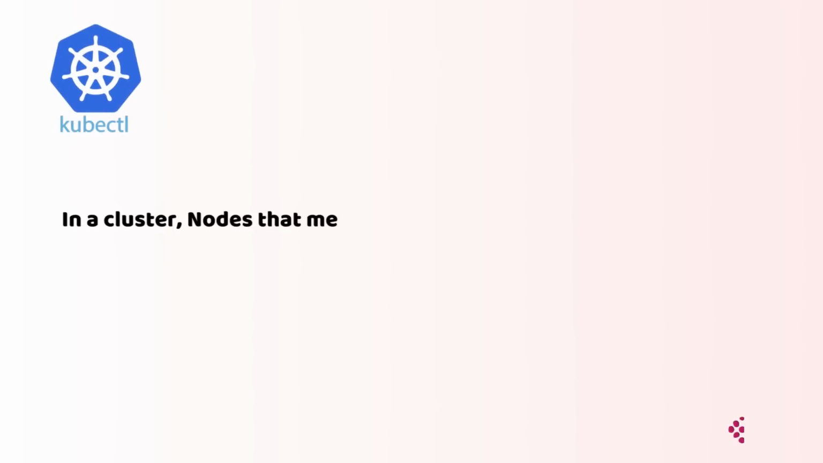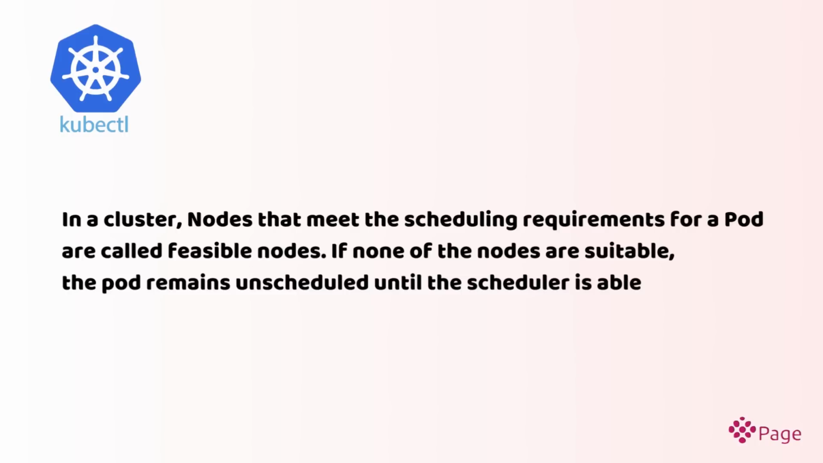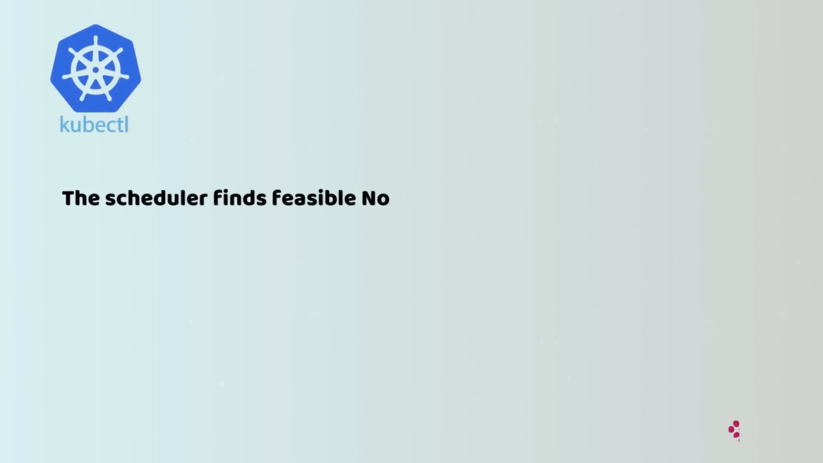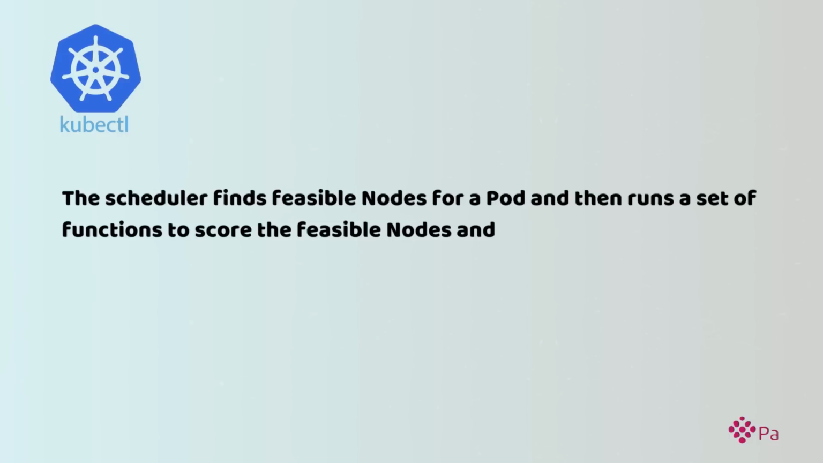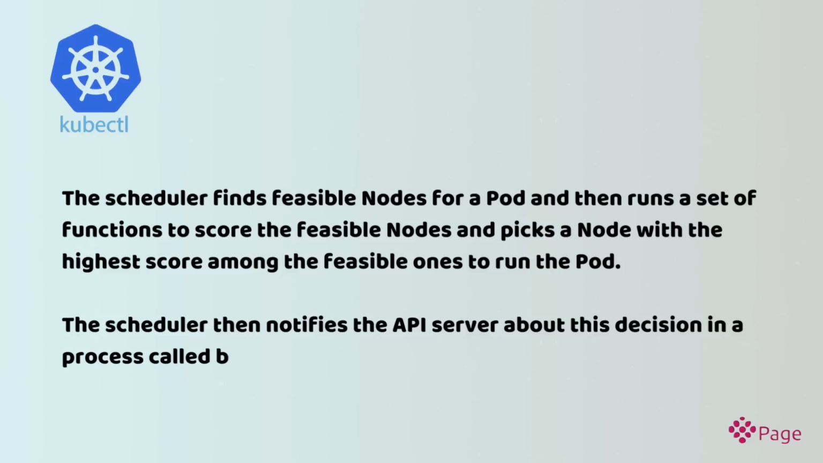In a cluster, nodes that meet the scheduling requirements for a pod are called feasible nodes. If none of the nodes are suitable, the pod remains unscheduled until the scheduler is able to place it. The scheduler finds feasible nodes for a pod and then runs a set of functions to score the feasible nodes and picks a node with the highest score among the feasible ones to run the pod. The scheduler then notifies the API server about this decision in a process called binding.